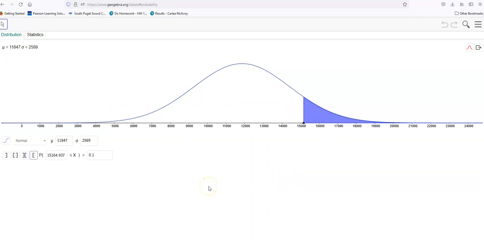So just consider that if you're working with a calculator, sometimes that's how you might do it. But think about the whole graph as 100%, and then it would work.